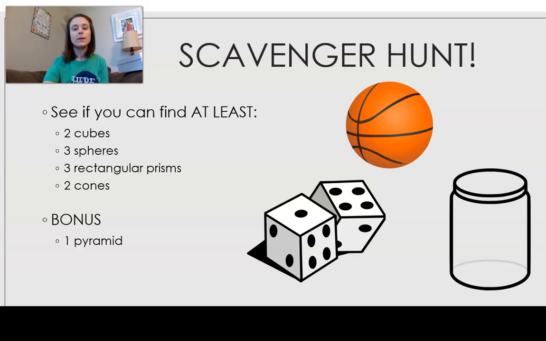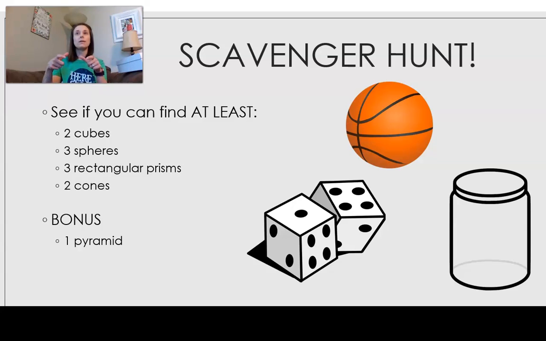Okay, so I want you to go on a scavenger hunt. When I tell you to pause the video, pause it and go see if you can find at least 2 cubes laying around your house, 3 spheres, 3 rectangular prisms, and 2 cones laying around your house. There's bonus if you can find a pyramid. I think that's going to be the hardest one to find. I don't even have one to show you.